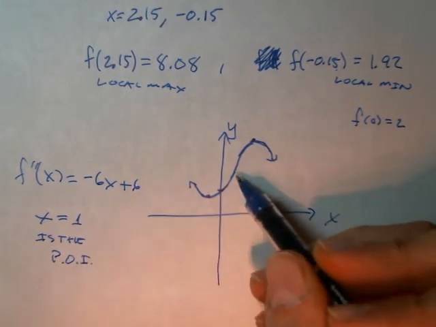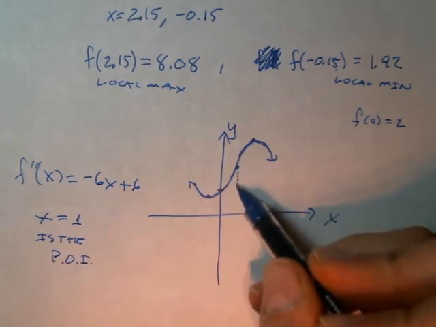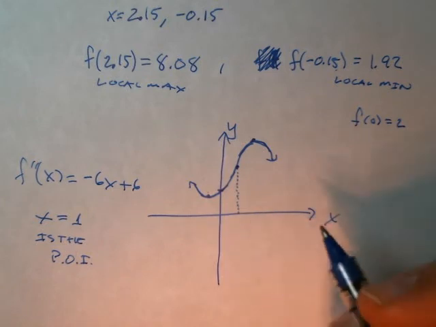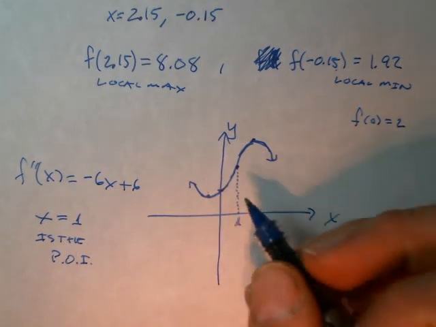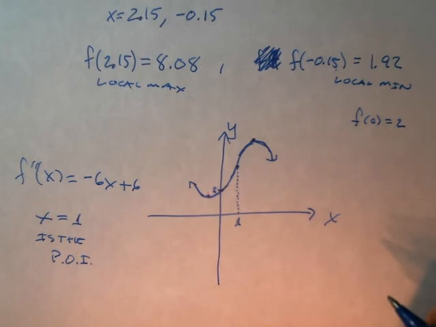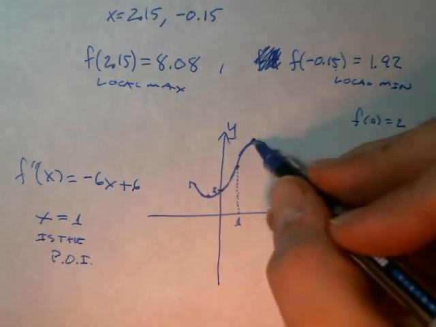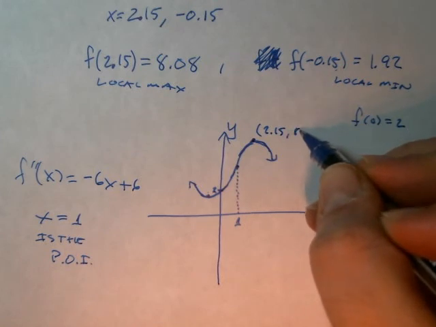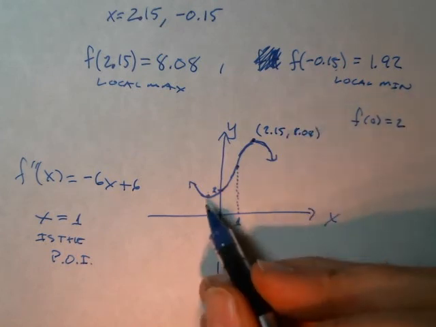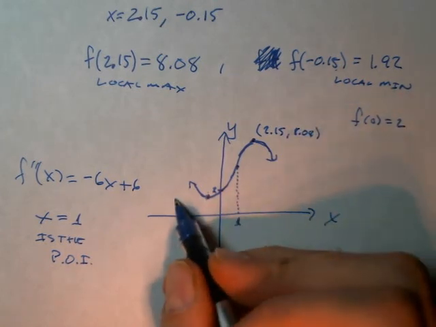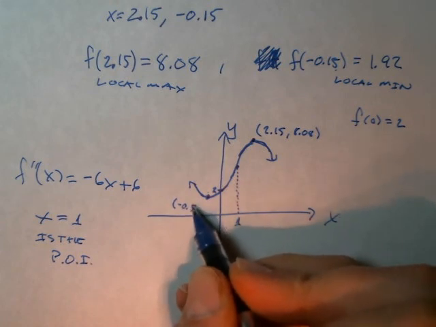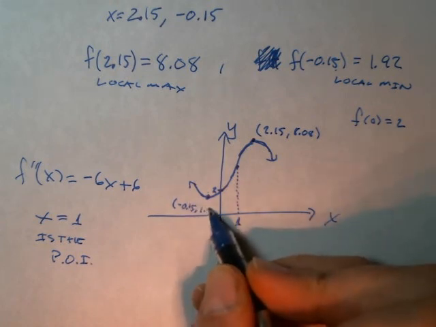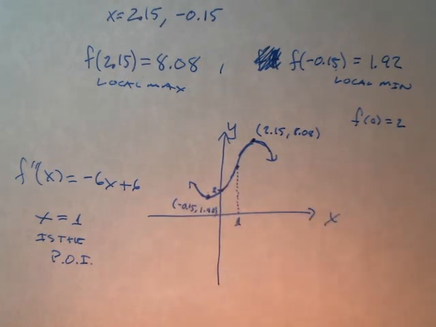And you can see that that point would be right about here. So this is where x is 1, this is where y is 2, and maybe I'll label this ordered pair right here. This is 2.15, 8.08. You can go ahead and label this ordered pair down here too: minus 0.15, 1.92. And the graph is completed.